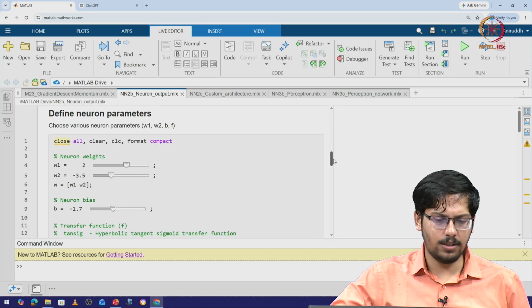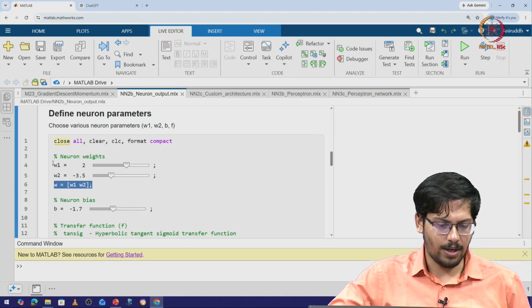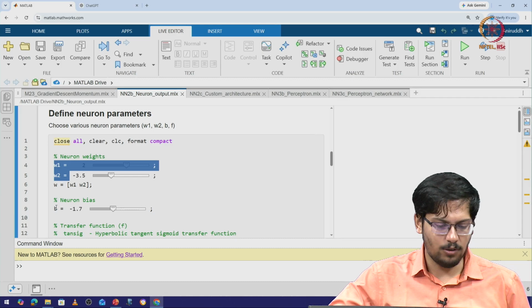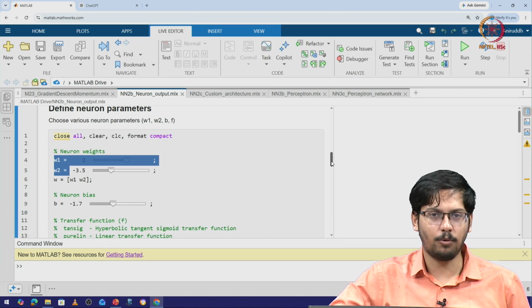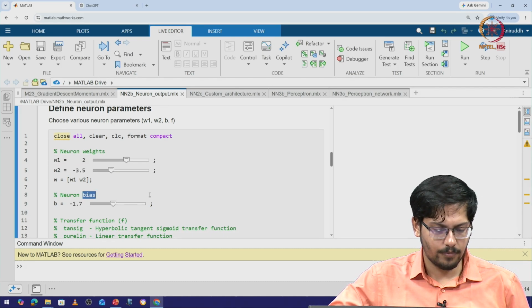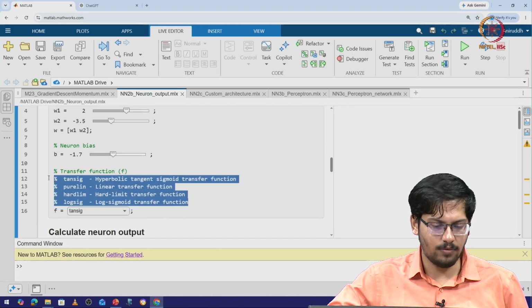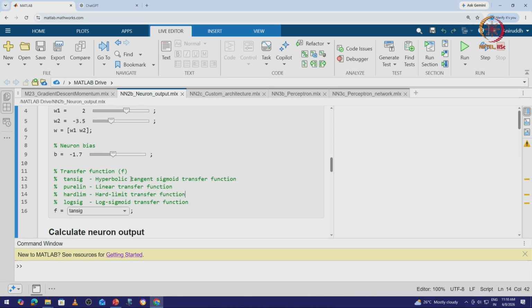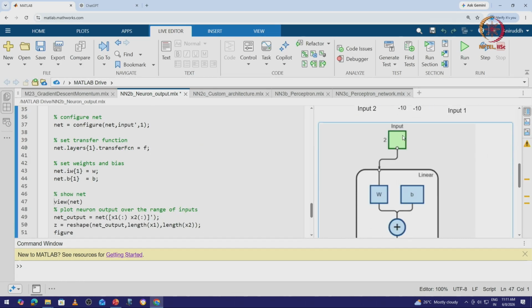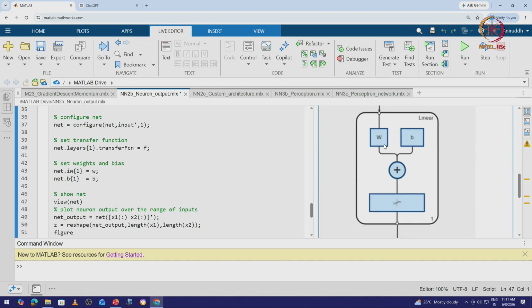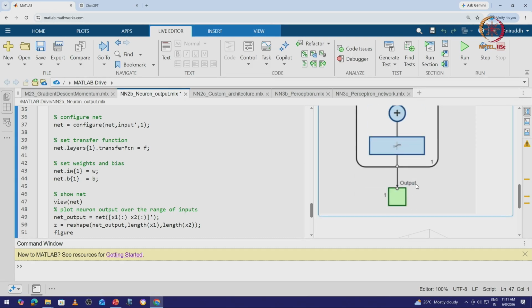Now let us go over the basic definition for the neuron parameters. Let us define the weights w1, w2, which are highlighted here. Let us also define the value of bias, which is kept at minus 1.7. Let us define the transfer function or the activation function as any of these activation functions. Let us take a hyperbolic tangent as the activation function for now. We observe that we have an input. This input is passed through the weights w, and along with bias this is passed through an activation function resulting in the output.